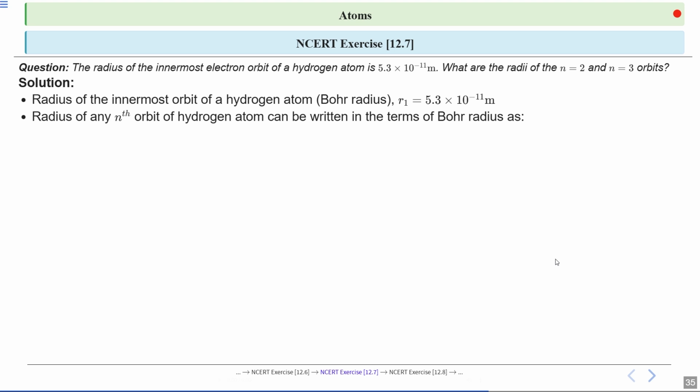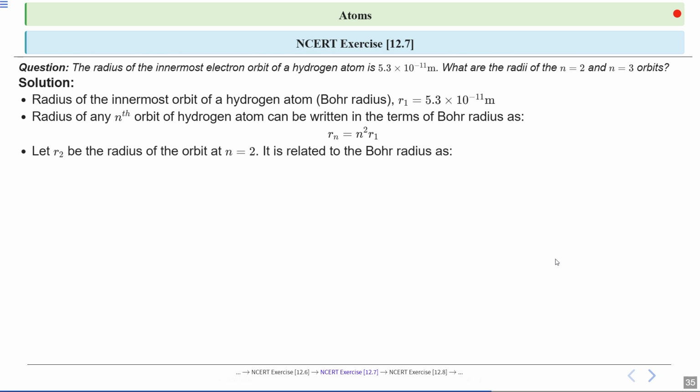Let's see how we can find the radius for any orbit, not just the first one. In the Bohr model, the radius of the nth orbit depends on the principal quantum number n. This formula is Rn equals n square times r1. Here Rn is the radius of the nth orbit, n is the orbit number, and r1 is the Bohr's radius. Notice that as n increases, the radius increases by the square of n. So higher orbits are much larger.